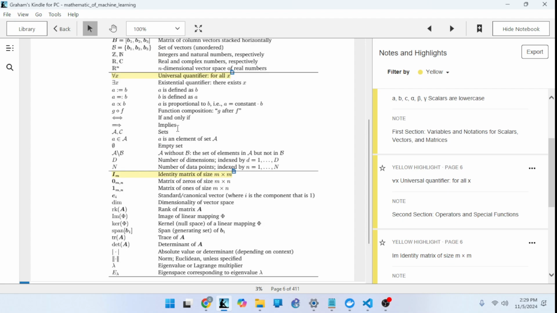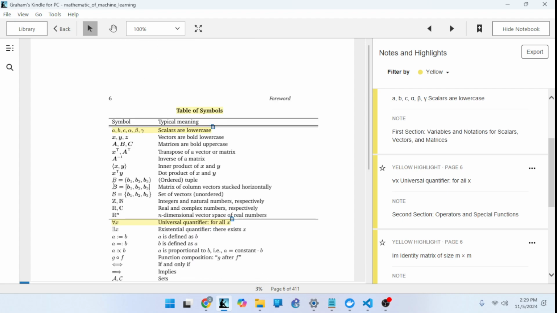And then we do have that R looking symbol. Yeah, here. So real and complex numbers, respectively. So R is a real number. So let's go back and look at what we got.